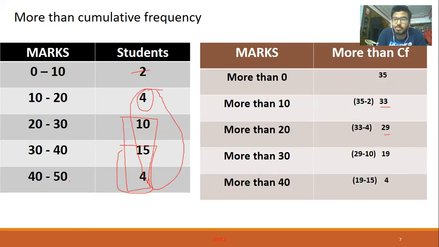So the upper limit will be 10 more, that is 50. Is that clear this much? So this is how you are finding out the class. Class is easy to find out. Now next, how to get 2.